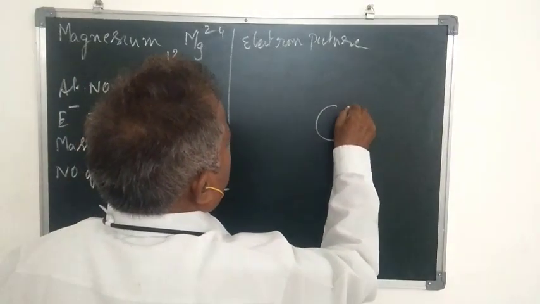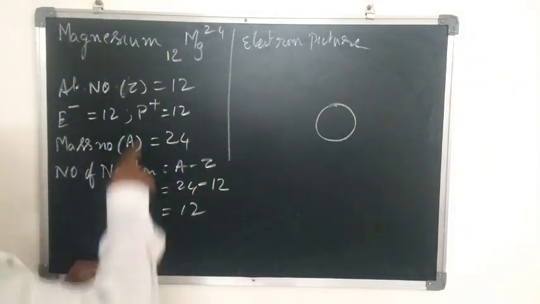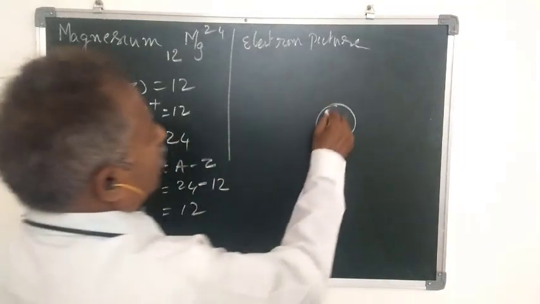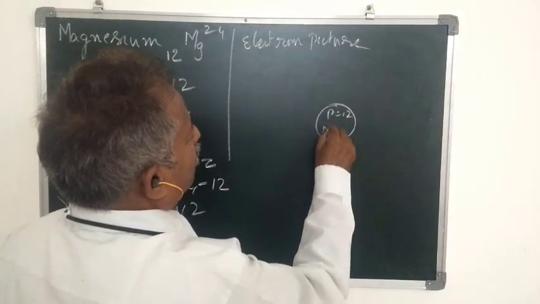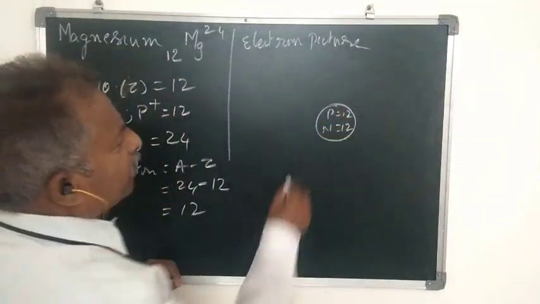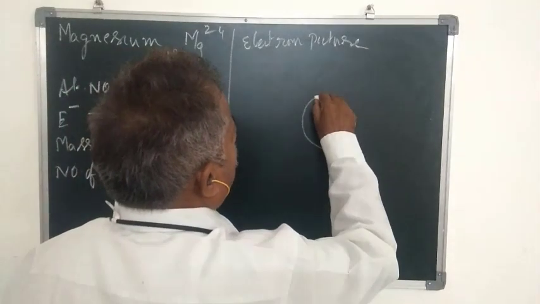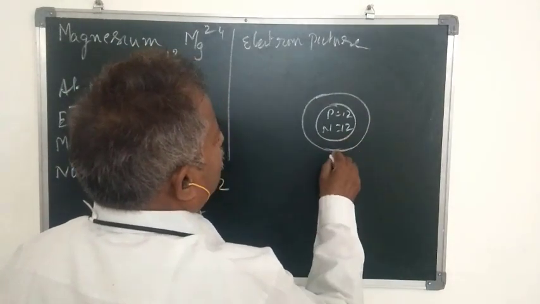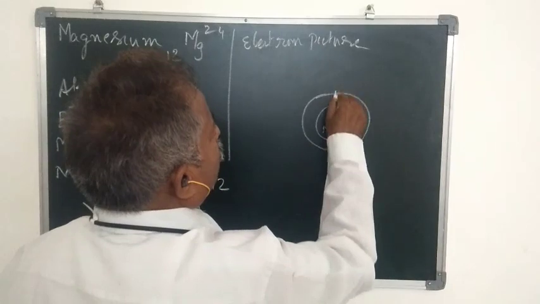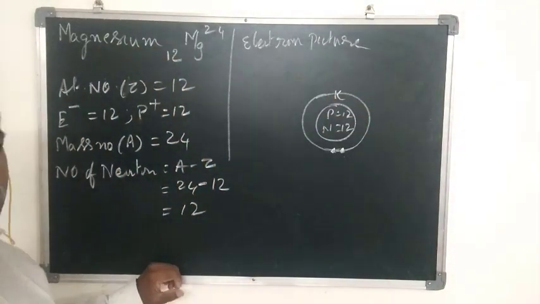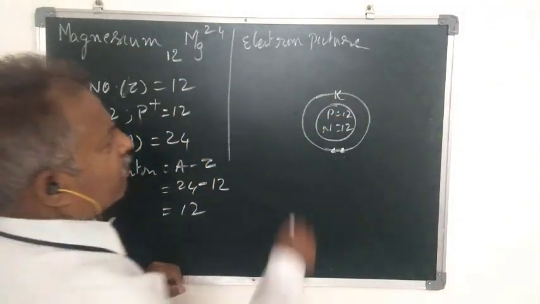Magnesium. What is the number of protons? Number of protons 12. Number of neutrons also 12. First shell 1, 1. So this is K shell. First shell can accommodate a maximum of only 2 electrons.